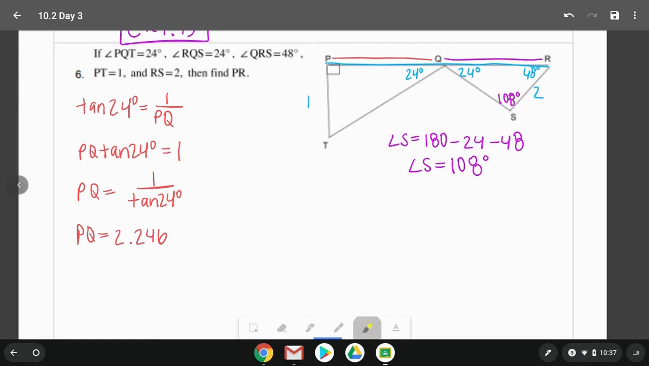And so now, if you notice, we have two pieces of information, an angle and a side across from each other. Plus, we have an angle and the missing side that we're looking for. So we can go ahead and set up law of sines to find QR. I'm going to set up sine of 24 degrees over 2 equal to sine of 108 degrees over that missing side, QR. Go through and solve for QR.